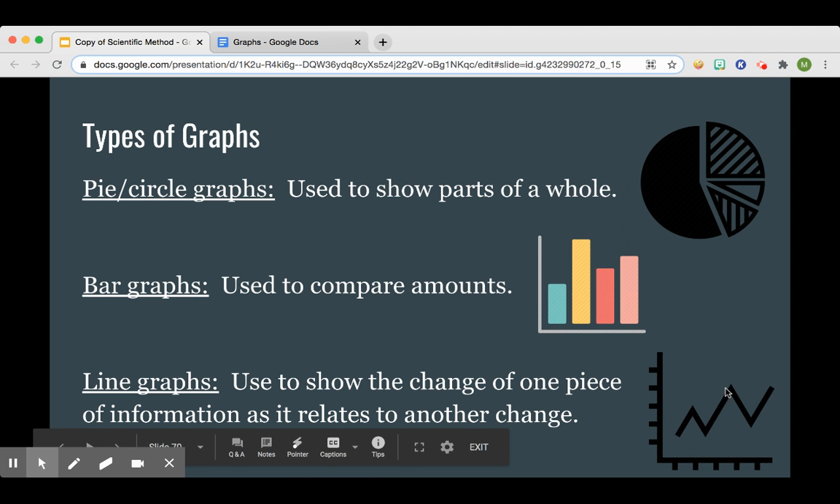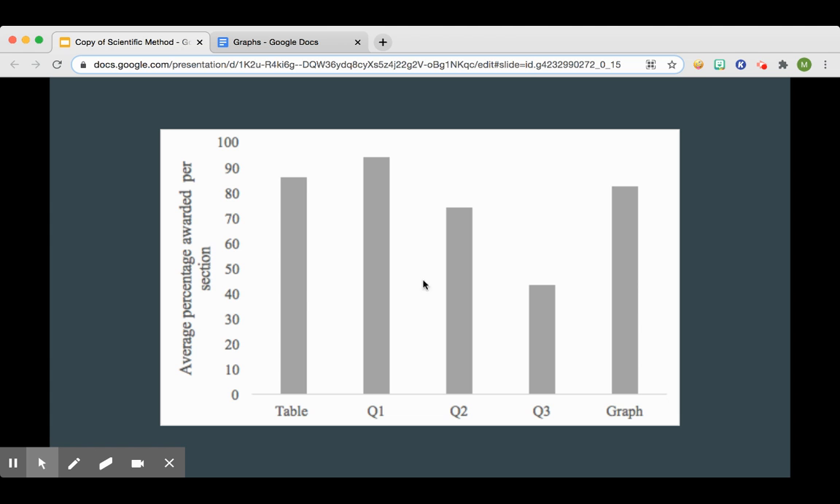So this is the one, these two right here, you might be familiar with from math class. These are used to show relationships, whereas this is used to compare the different amounts. So when we see here, this is different sections of the test, and we can see, okay, on question one, it looks like a lot of students got full credit on this one, whereas on question three, they struggled. So maybe question three, I would need to go over again.